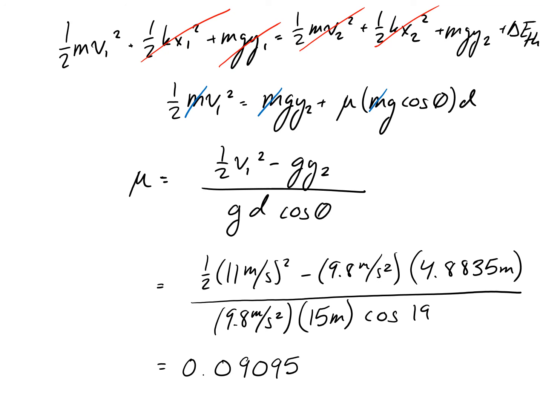And so with this, if I round to the correct number of sig figs, which is 2, my coefficient of kinetic friction on this particular hill is 0.091. So in this question, we have used the conservation of energy with friction, and instead of solving for y2 or d like we normally have in previous questions, we instead were solving for the coefficient of kinetic friction. All right, so that's going to wrap it up for the solution. If you have any questions, let me know.